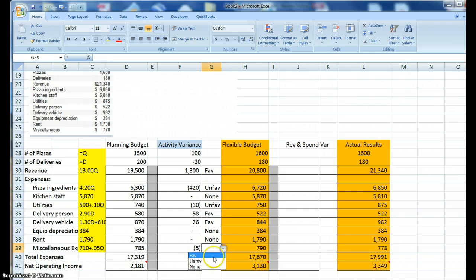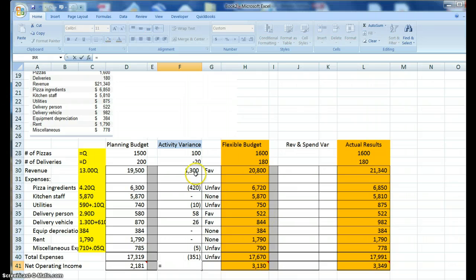The last one, again, is going to be unfavorable because the number of pizzas increased over the planning budget. Again, if I do a summation, you can see that in total my costs are unfavorable. It is expected it would be unfavorable because of just the volume component.